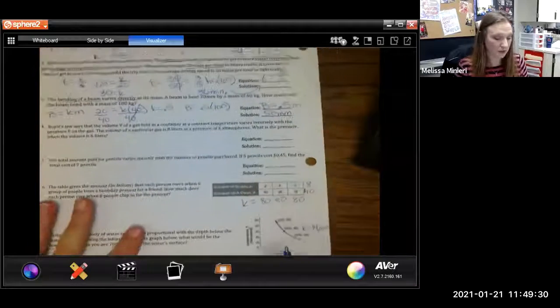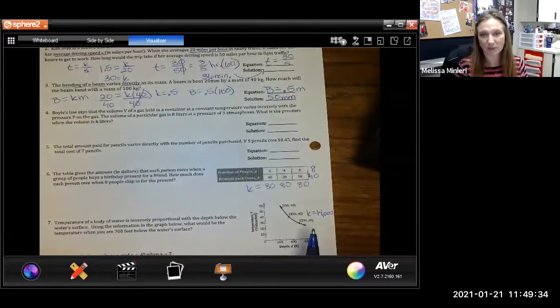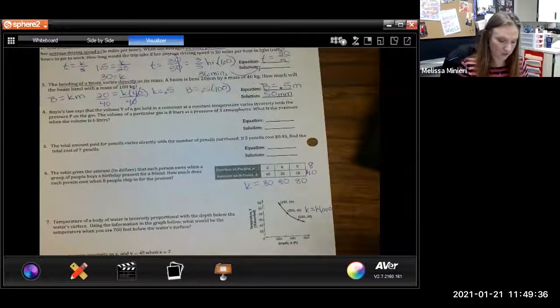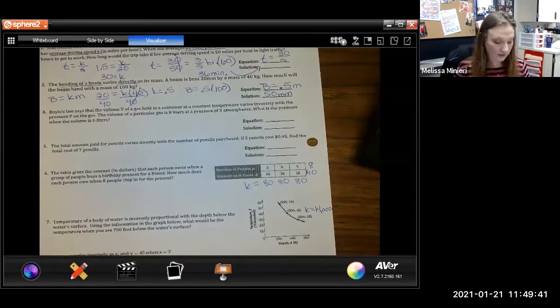So mostly it's just practicing setting up the equations and then solving for that missing piece of information. This one is usually a fairly easy lesson in Unit 9. But is there anything I can help clarify for you guys?